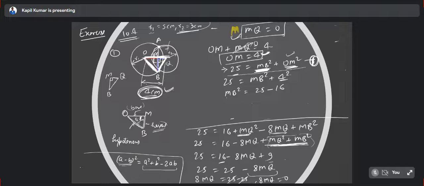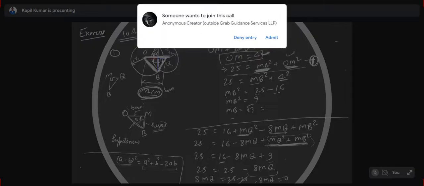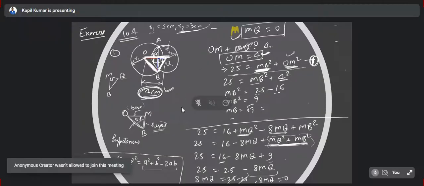So 4 square means 16. So MB square will become 25 minus 16, and MB square is equal to 9. So MB is equal to square root of 9. What is it? Square root of 9, Zainab? 3, yes, right? Yeah, 3.